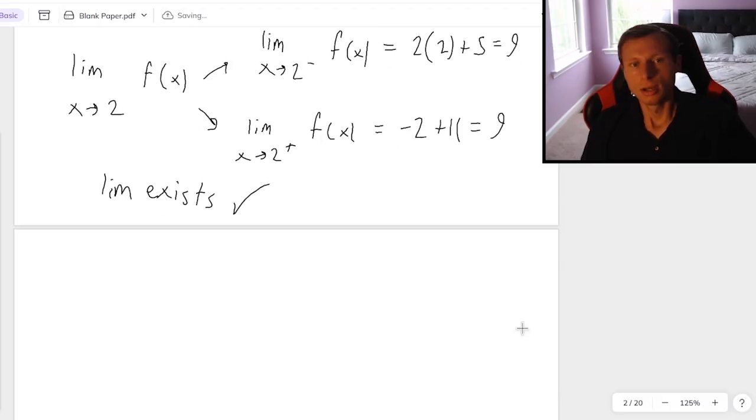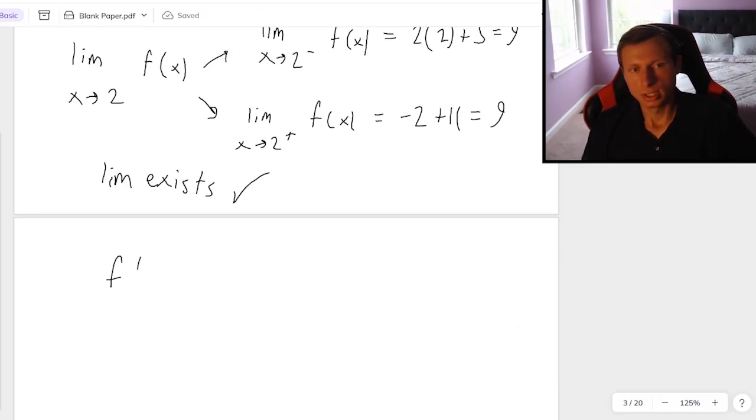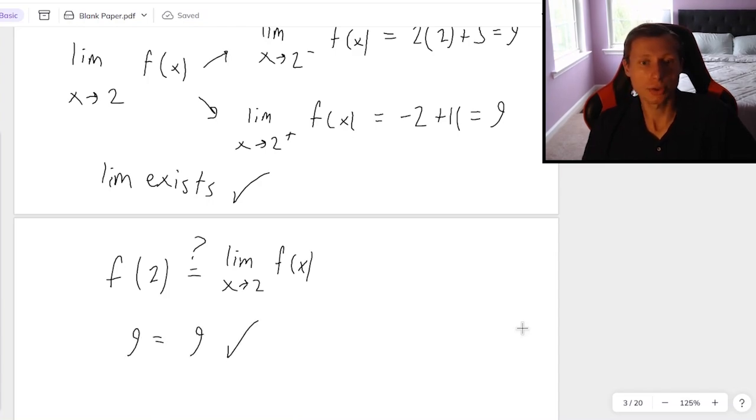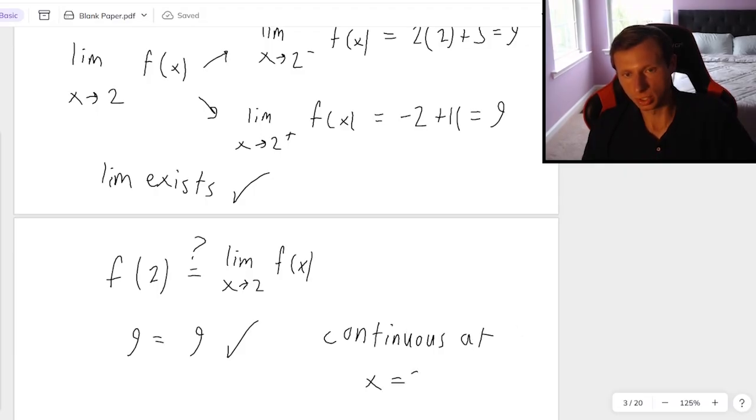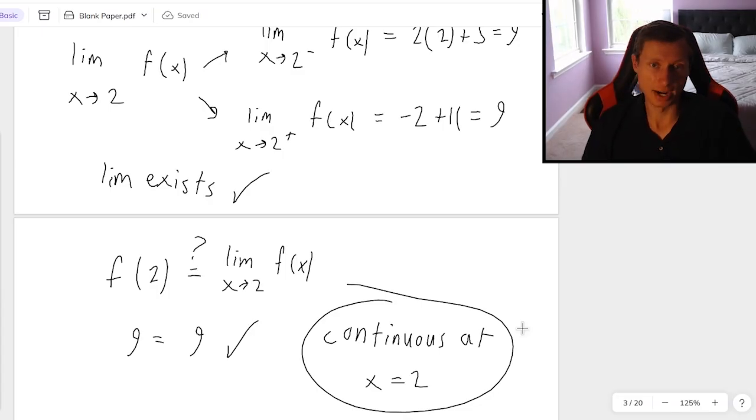Check mark. Finally, the third check I do: does f of 2 equal the limit as x approaches 2? And the answer is yes, because they're both 9. So we pass our third check. So the answer is yes. This function is continuous at x equals 2. And that's our final answer.